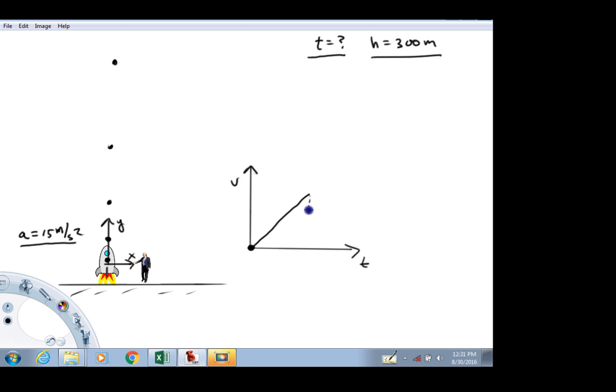Now, what I'm going to do here is, I don't know the time. I'm just going to call that time t. We don't know a numerical value, and we don't know this yet either. But this is described by some function that for a moment I'm going to call v of t.